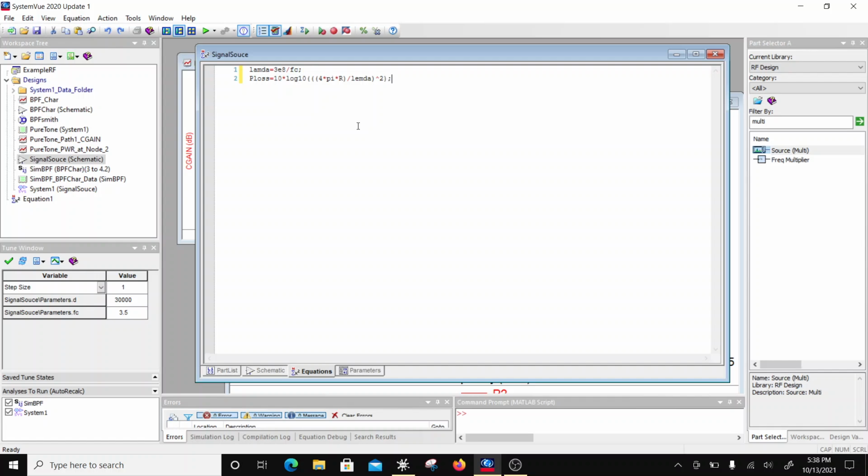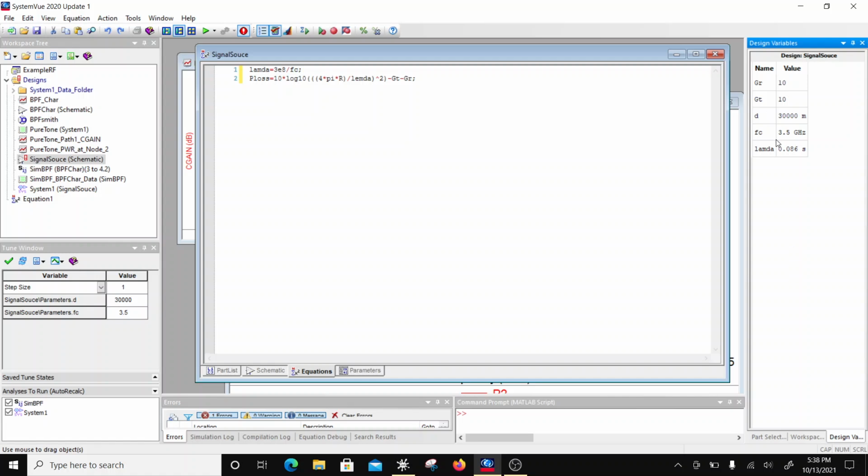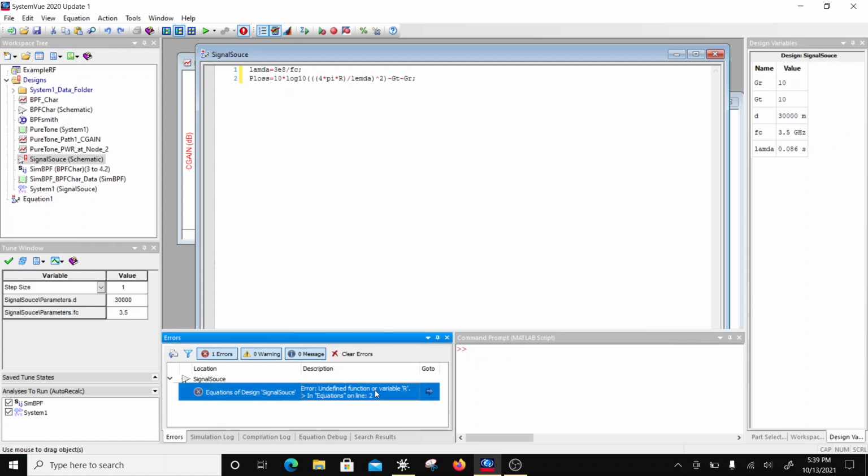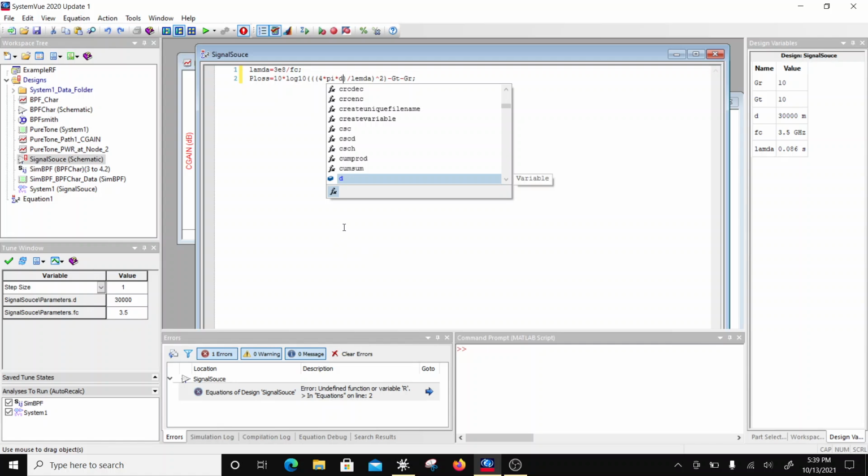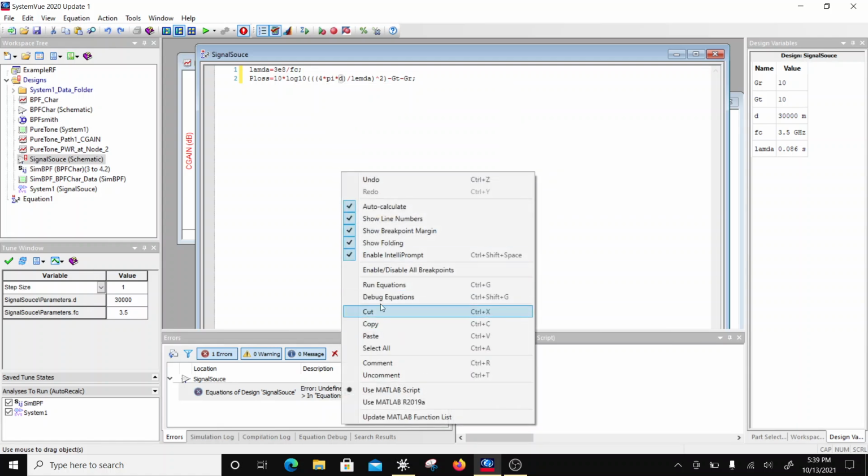Now another thing is, to this path loss I'm going to include the gain, which is going to be GT minus GR. So that's the kind of path loss I'm going to see. And if I just run this equation, right click and run, under design variables, I see P loss. What happened to P loss? Okay, in this case, this is not R, this is going to be D. So that's fine. So let's run this again.